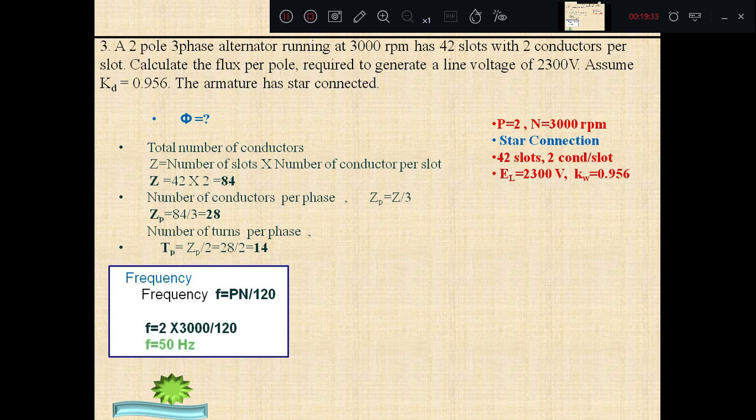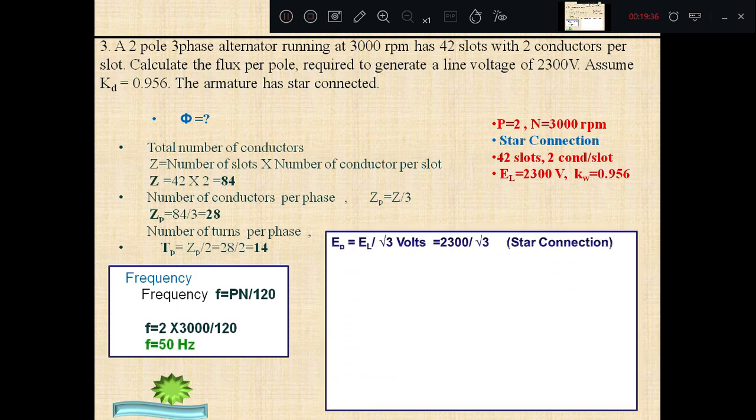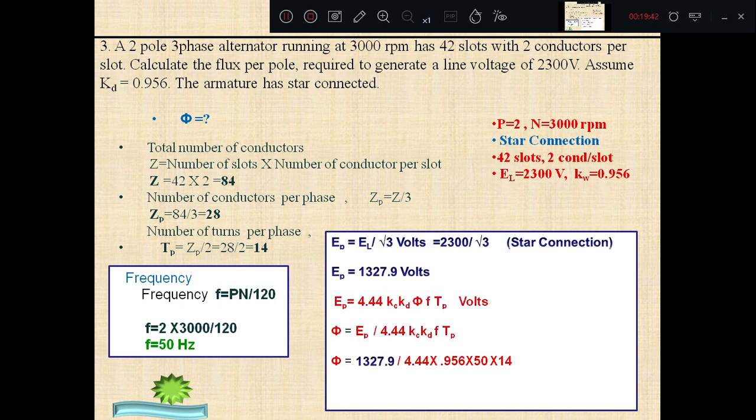You calculate the frequency. Then from the equation, EB is given. Then find out EP, and from the equation what we are getting here is the flux. The flux we are getting is 0.4469. This is how we have to solve the numericals. The same equation, only one equation, because the voltage is given, then he asked for the flux. This is how we have to calculate.